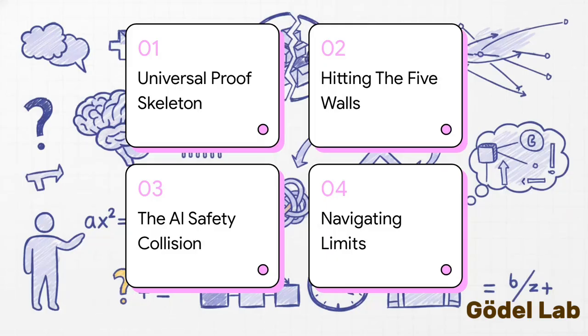Here's our roadmap for today. First, we'll cover the universal proof skeleton. Second, hitting the five walls. Third, the AI safety collision. And finally, we'll wrap up with navigating structural limits.